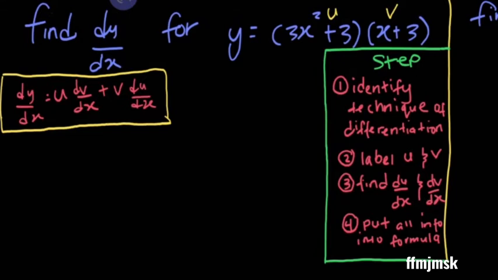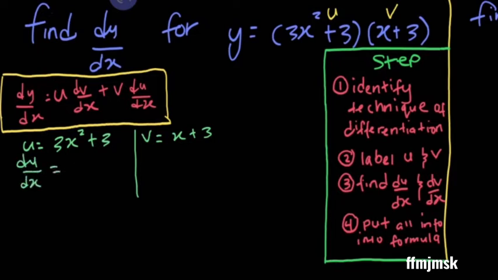So u is equal to 3x squared plus 3 and v is equal to x plus 3. Right, so find du over dx and dv over dx. So du over dx is equal to 6x and dv over dx is equal to 1.